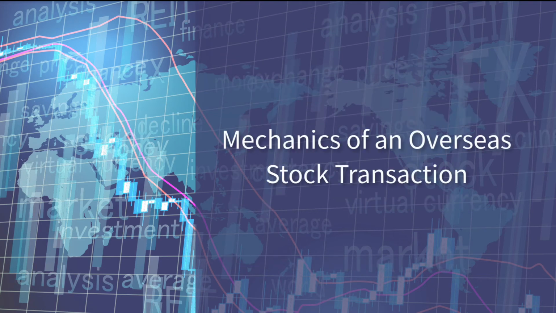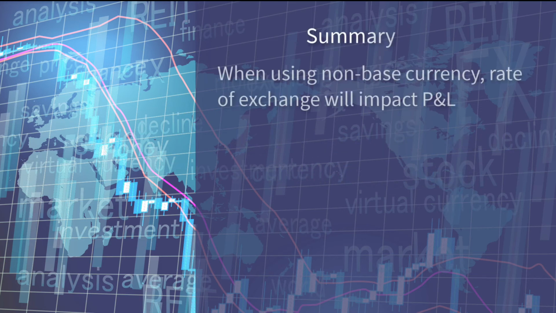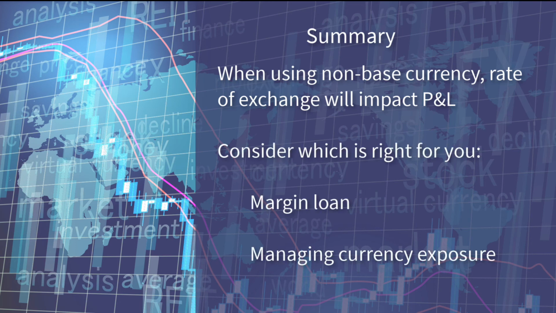These are the mechanics of an overseas stock transaction, and you should be able to see the risk between margin loan and currency conversion. In our next lesson, we demonstrate how to create both types of trade using TWS. In summary, currency movements will affect P&L when performing transactions using non-base currency units. The investor needs to consider the benefits or drawbacks of managing currency risk or taking out a margin loan. Before you attempt to place overseas trades, make sure that you understand the process and understand how order attachments work in TWS.